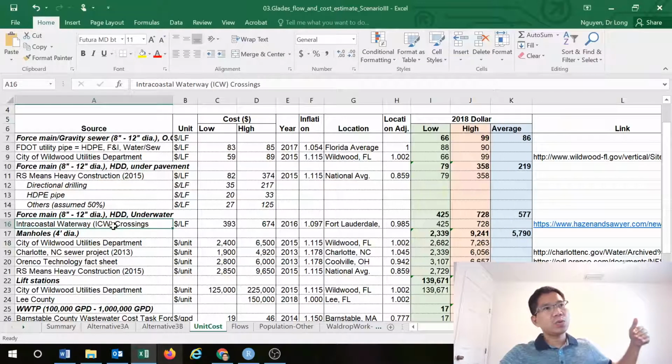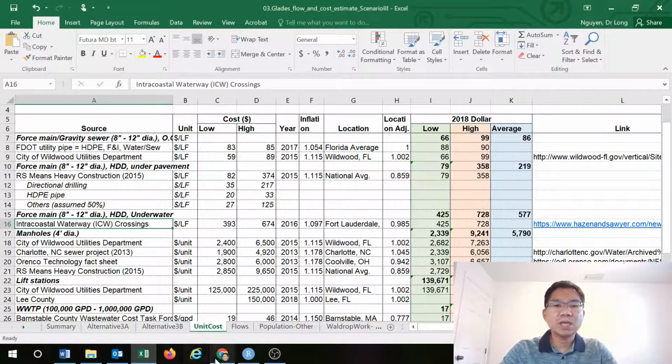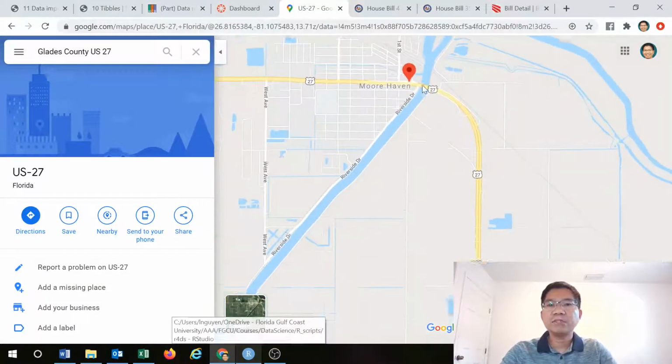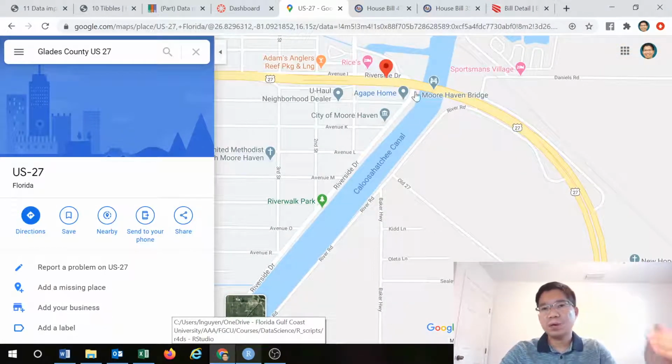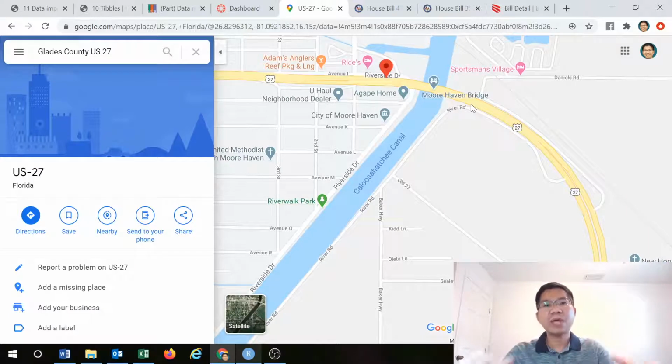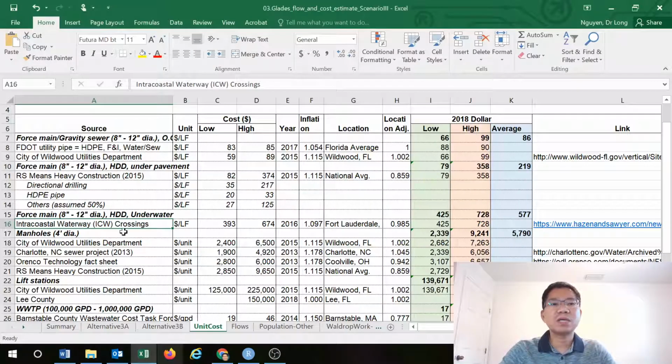So basically they do the force main under the bay of the water, the same kind of project that we use here. If we do the force main through the Caloosahatchee Canal, it goes through that. So it's a similar type of project. We have to connect those two, from the reference project in Fort Lauderdale to the project in Mohaven, Lake County. So we have a location adjustment.